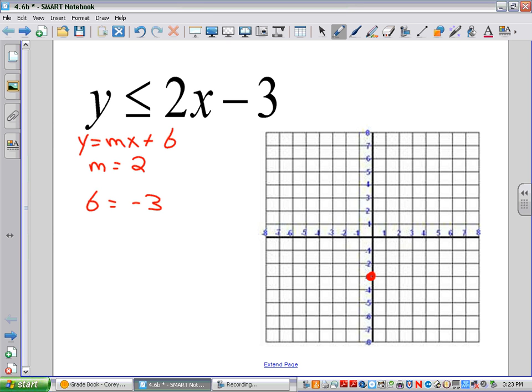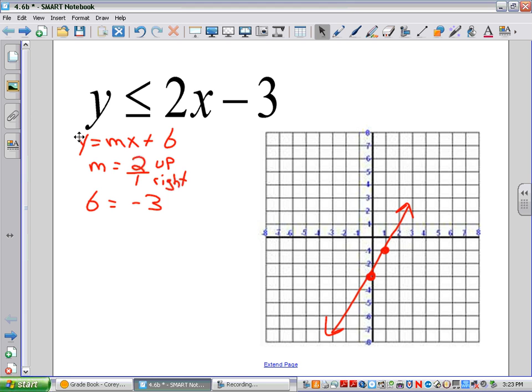Then from there, I need to do my slope. And I'm going to do this little trick. Instead of 2, 2 over 1, which rise over run would be up 2 and right 1. So I come over from this first point and go up 2 and right 1 and mark a second point. And I would draw a line down through them. Okay, that you should be able to do.